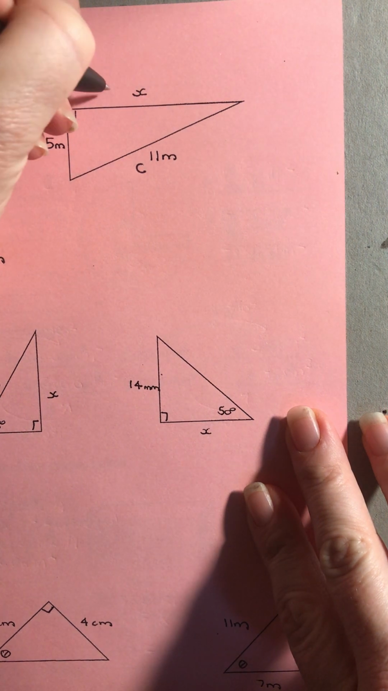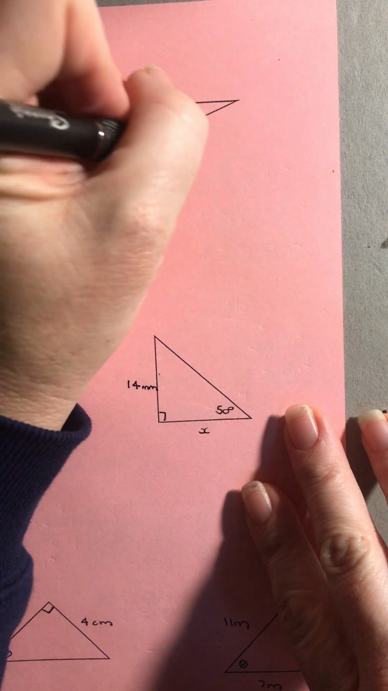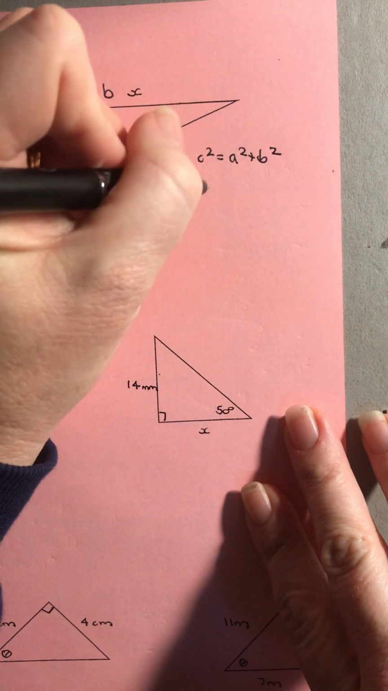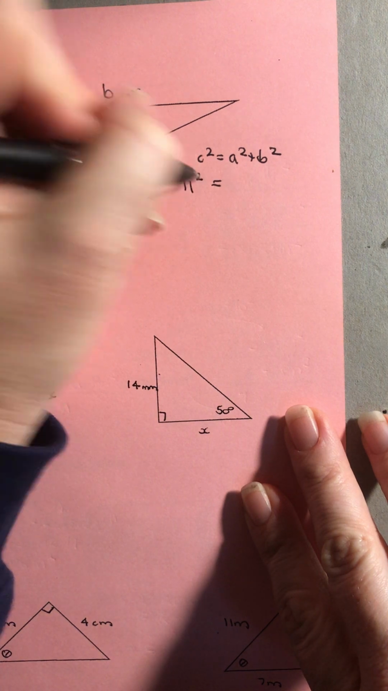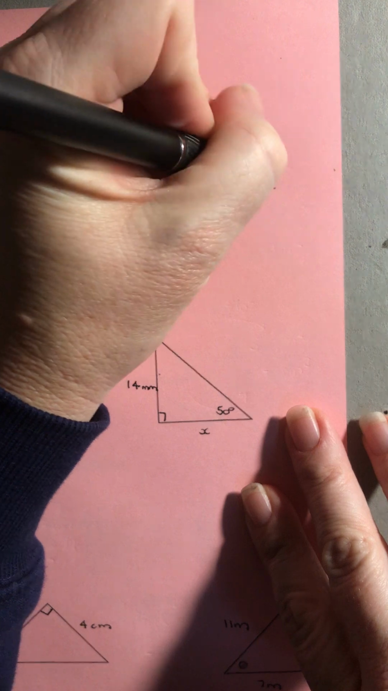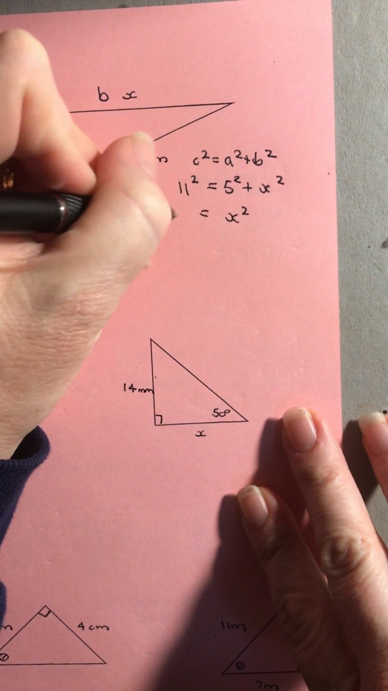We can put our A and B on the 5 and the X, doesn't matter which is which. We write our rule, C squared equals A squared plus B squared. Then we're going to put our 11 squared there. We've got our 5 squared plus X squared there. So to get the X squared on its own, we're going to do 11 squared take 5 squared.